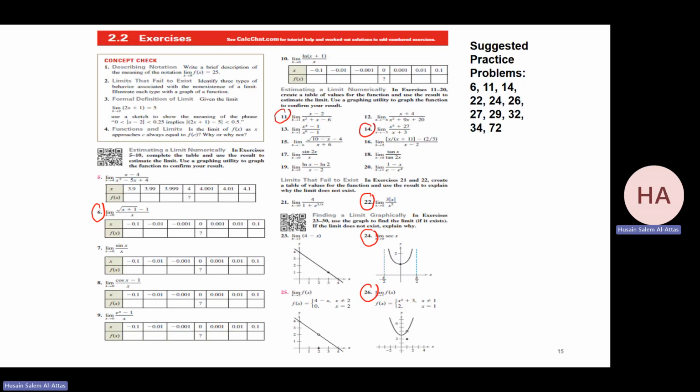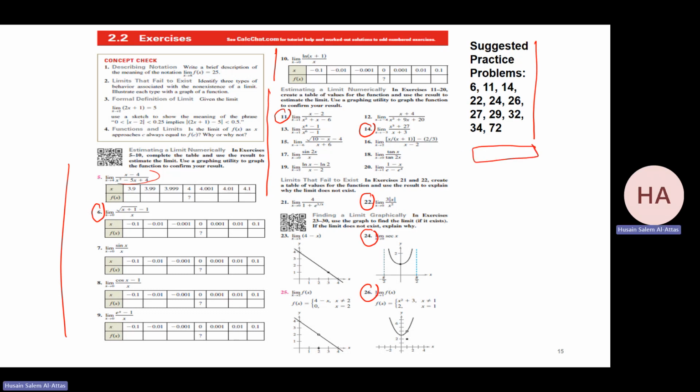These are the problems, and these are the suggested practice problems. In this section, we have this group of problems until 10, including 10. We just need to do it through the table. So you need to fill the table, go to your calculator, put x equal 3.9, put it in this function, and find the value. Do the same for the rest. In these questions, you will make the table and then do the same.